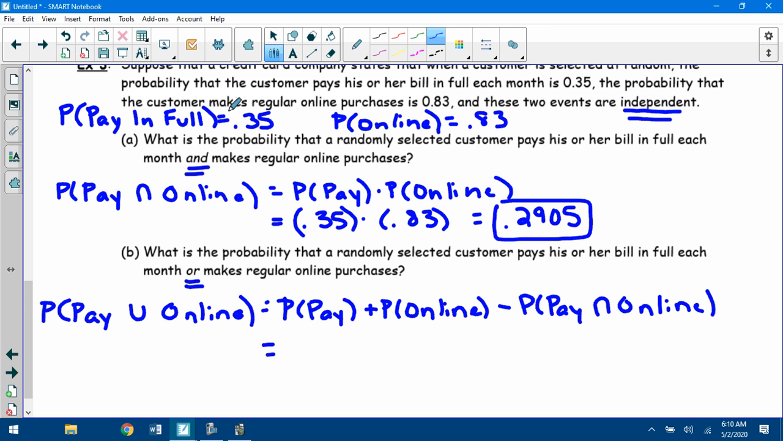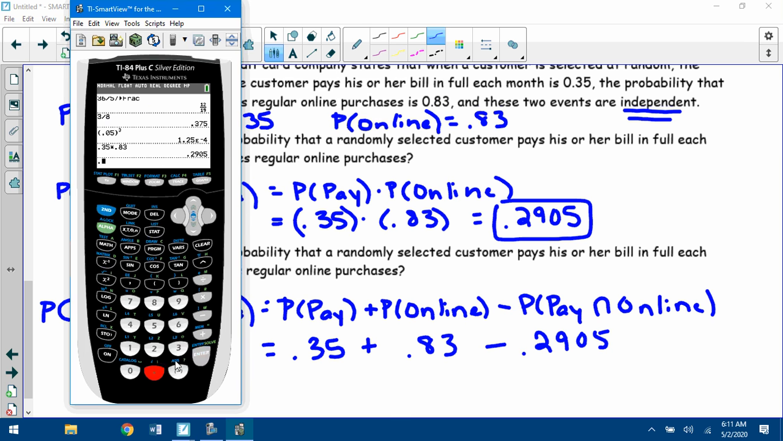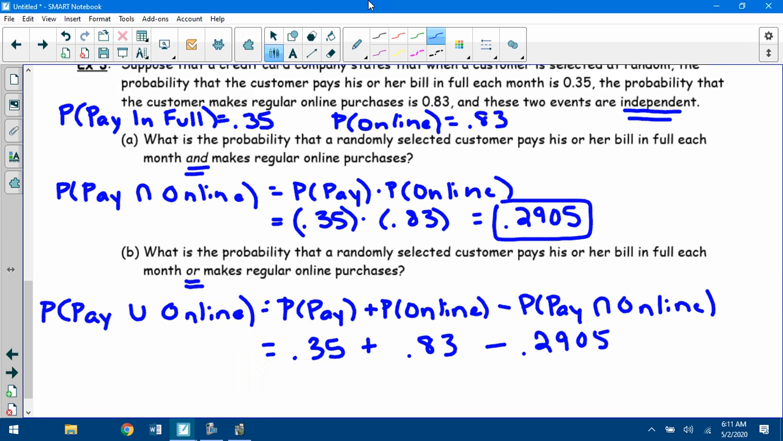Well, the probability that we pay in full we know is 0.35 plus the probability we make online purchases, we know that's plus 0.83 minus the probability that we are paying and online. We just found that in part A, 0.2905. So 0.35 plus 0.83 minus 0.2905, 0.8895.